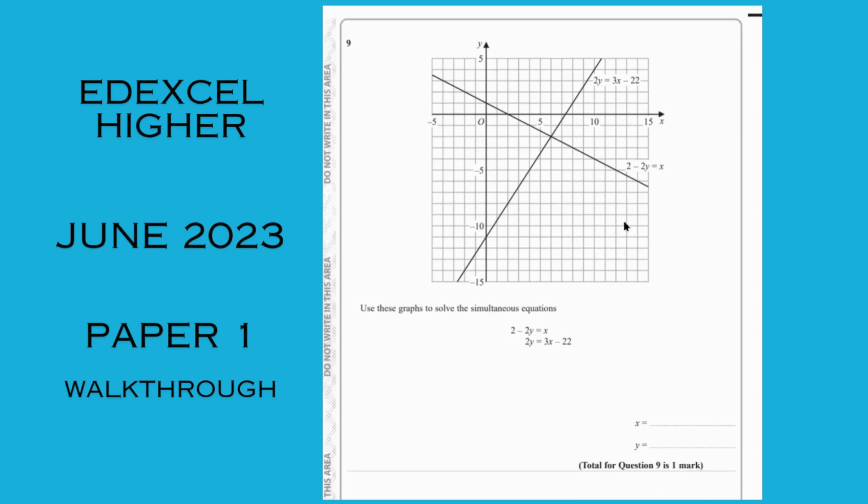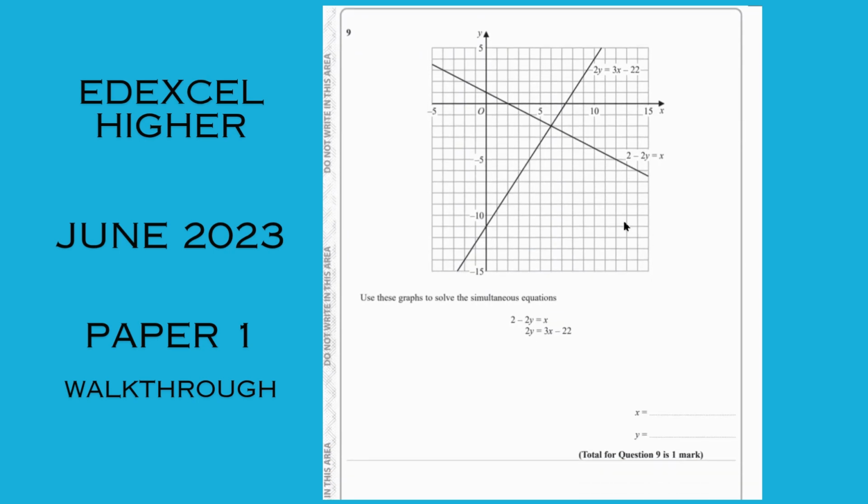Number 9, too easy. It basically says use the graphs to solve, and they've already plotted them. So, nice gift horse, only worth 1 mark. The x coordinate is 6. The y coordinate is -2.